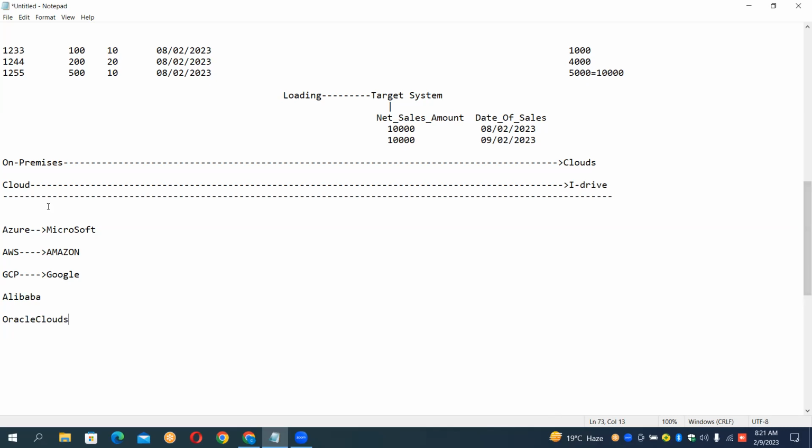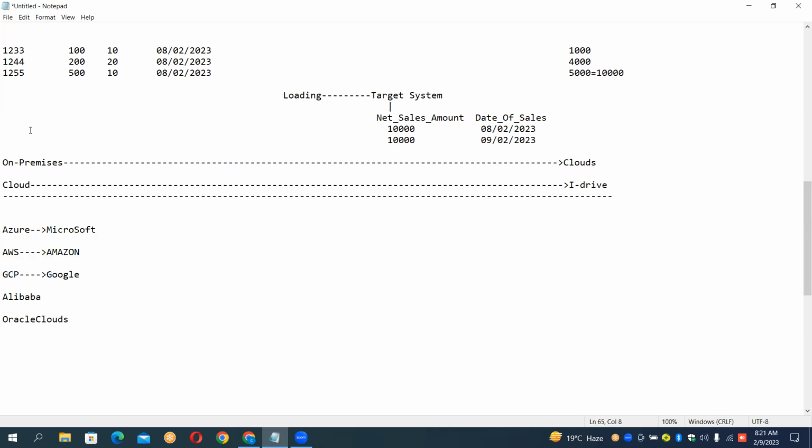But the market leaders are these three only. Most of the corporates and businesses across the globe are using only these three services, not apart from this: Azure, Amazon, and GCP. These are the three services most of the providers are using.